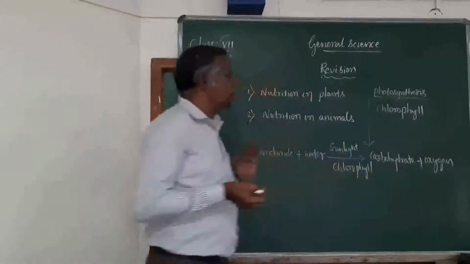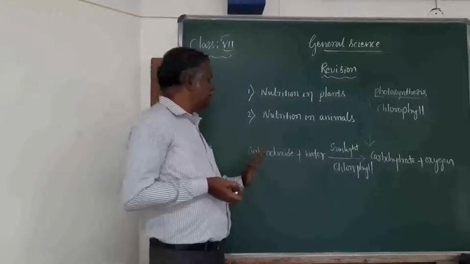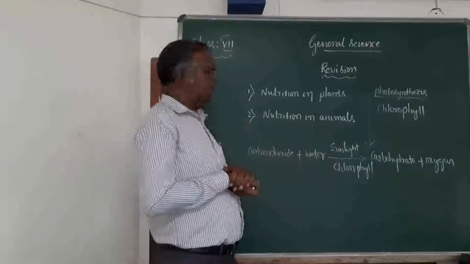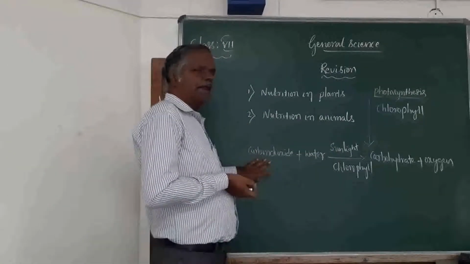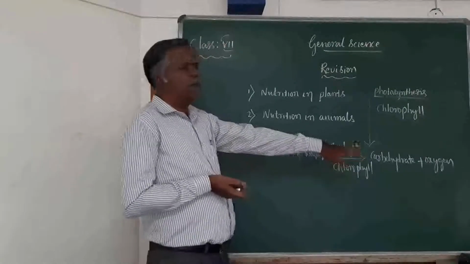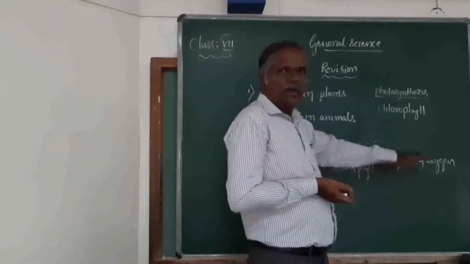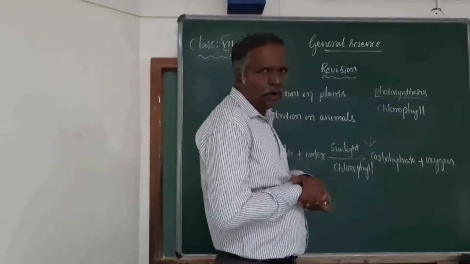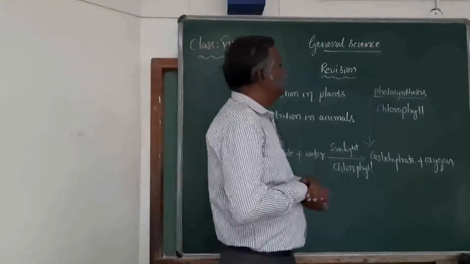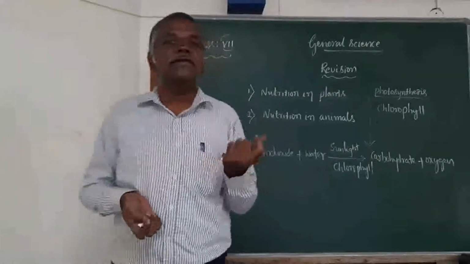This is the photosynthesis equation. So photosynthesis can be represented in the form of an equation: by using carbon dioxide and water, in the presence of sunlight and chlorophyll, plants prepare food, that is called carbohydrate, and oxygen. These two are the end products of photosynthesis. Later on, the carbohydrate is stored in the plants in the form of starch.